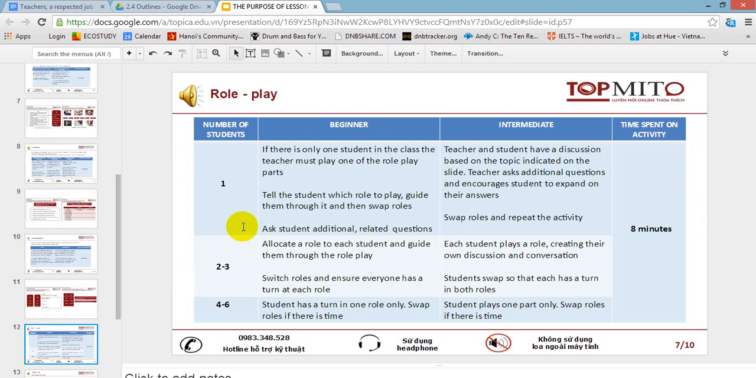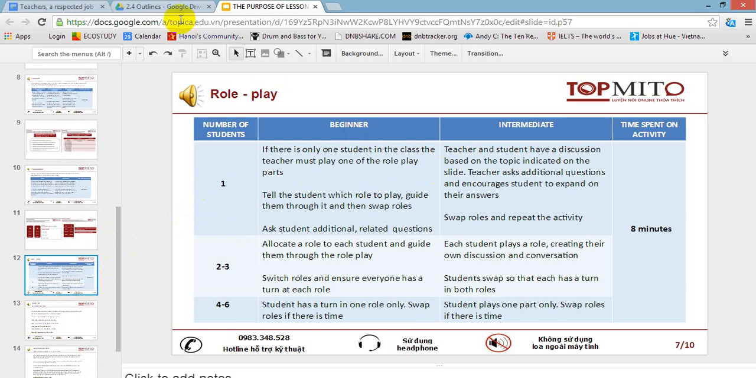And if there is only one student, then the teacher will play one of the roles and the student will play another, and we will almost definitely have time to swap. And again, with 2 to 3 students, we will probably have time to switch the roles so they can practice both roles. But with 4 to 6 students, we are unlikely to have enough time. So the students may only get to practice one of the roles.